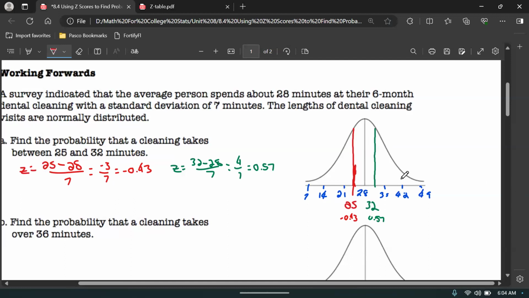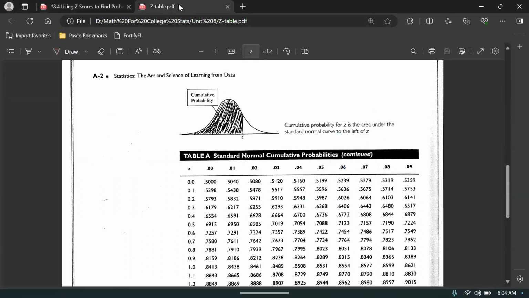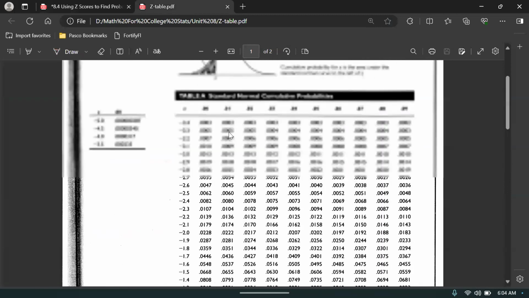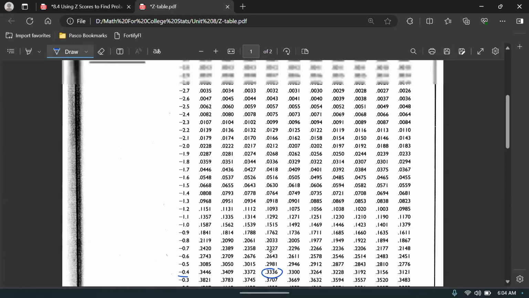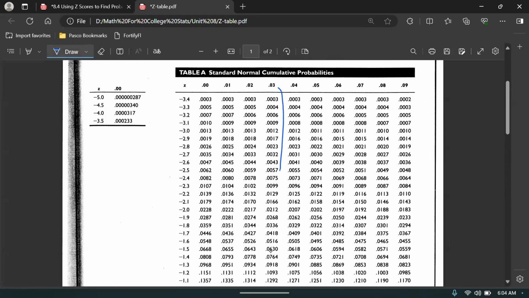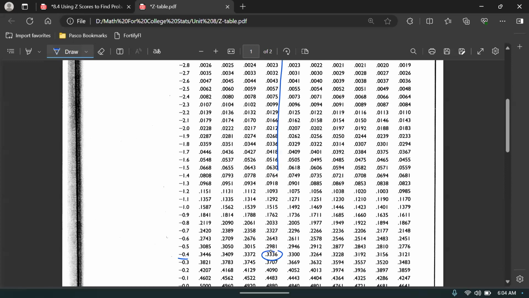But what's more important is the areas of these. So let's use our z-score table. I'm going to go to -0.43: -0.4, and then this is 0, 1, 2, 3. That's the number that we're going to need. Let me circle it right there. Right, -0.4, and then as you can see, 0.3. So that goes all the way down there.